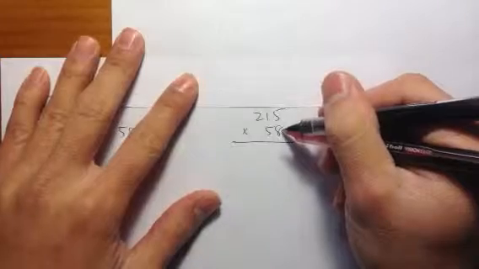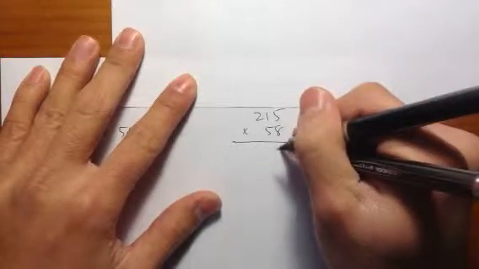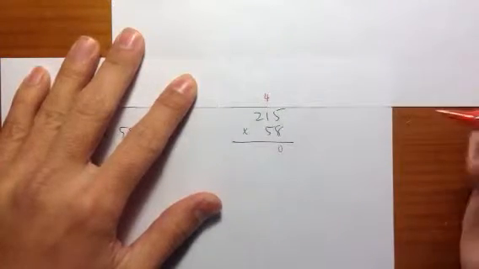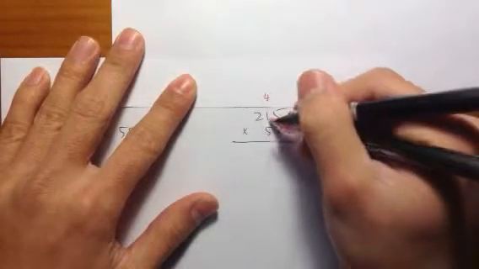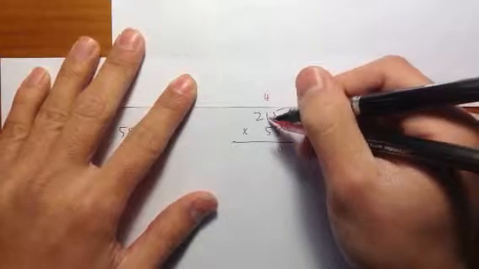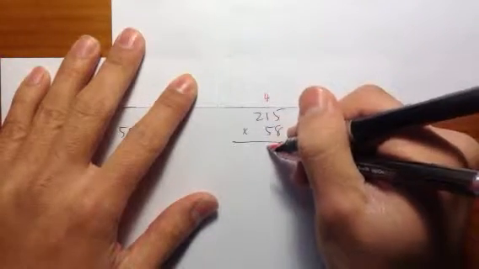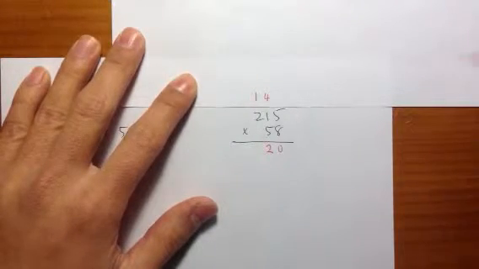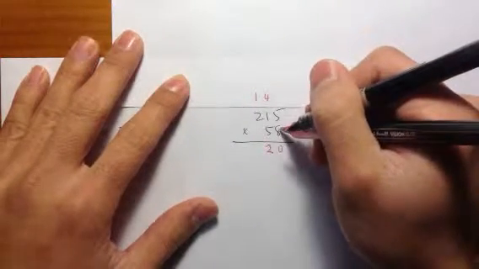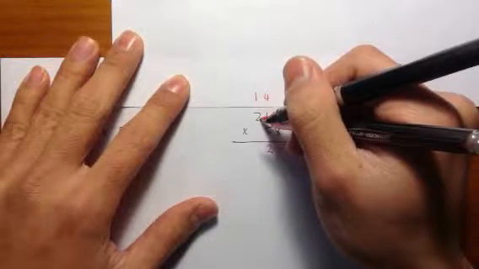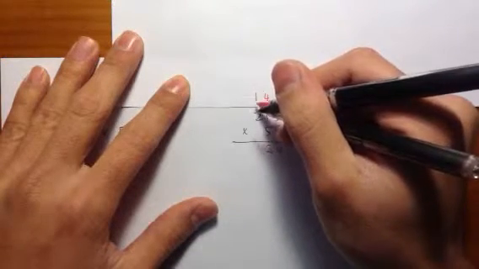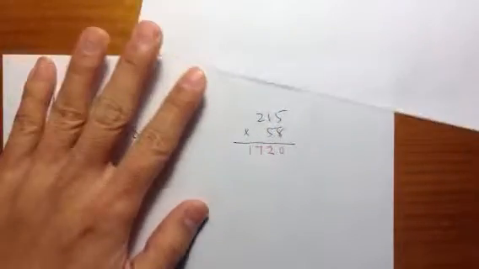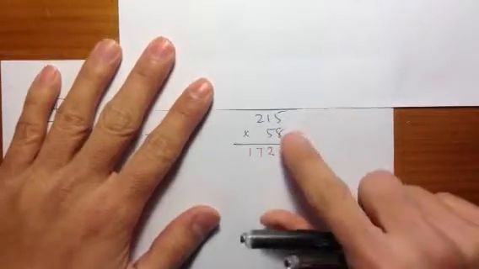So start off with the 8. 8 times 5, we get 40. So write down the 0 first, and then have the 4 carry over. 8 times 1 is equal to 8. 8 plus 4 is equal to 12. So write down the 2, and then have the 1 carry over. And then 8 times 2, you get 16. 16 plus 1 is 17. So you can just write down 17 like that. So we're done with the 8.